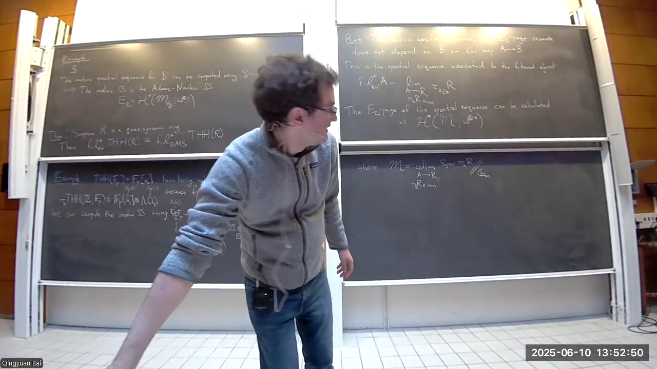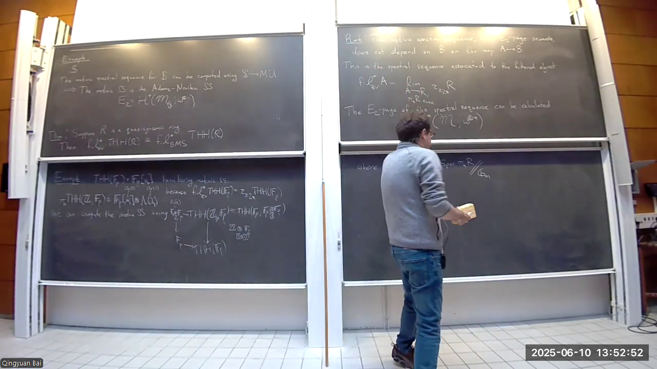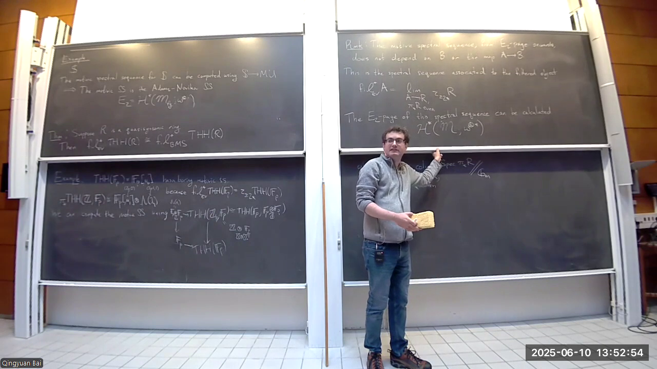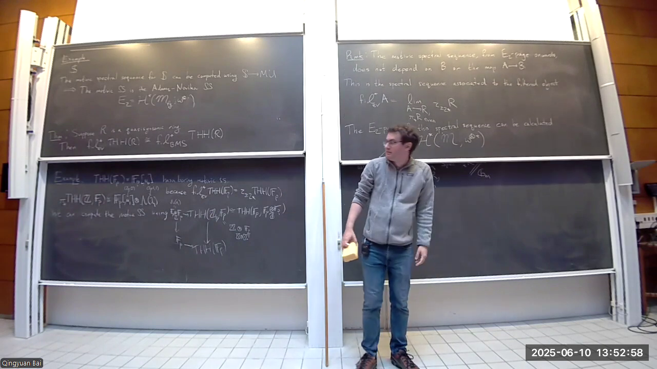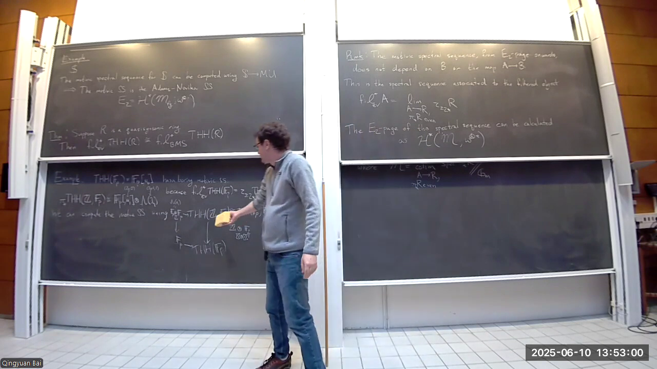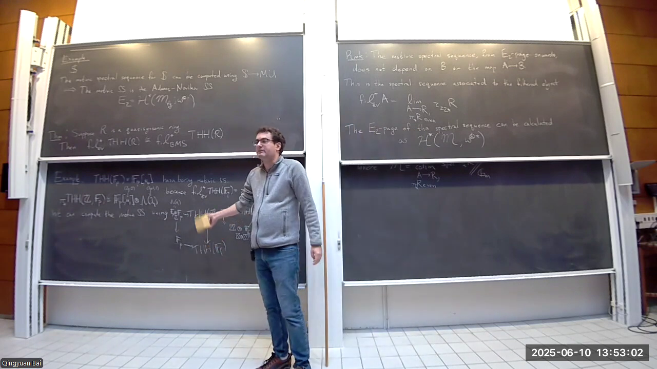Yeah. So that's how you put the motivic filtration on THH. You just take this even filtration, and the way you calculate it in examples is just by finding these explicit maps.